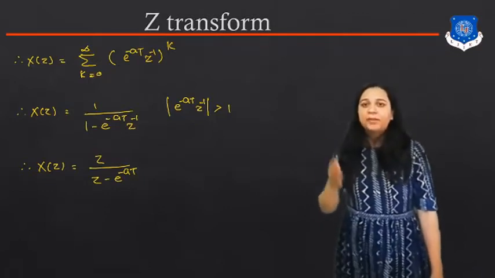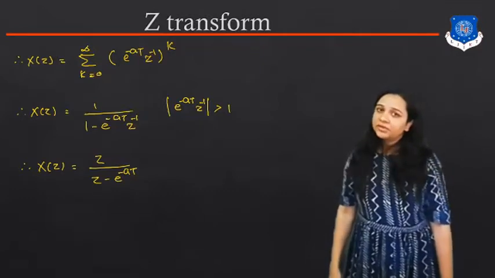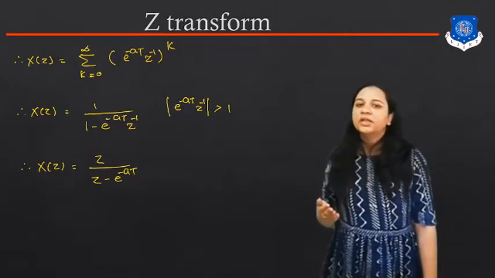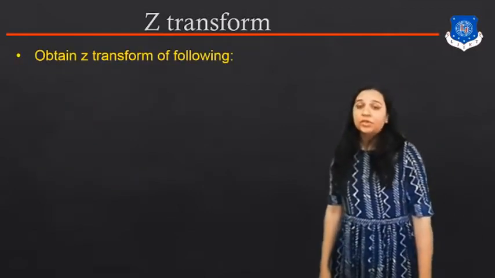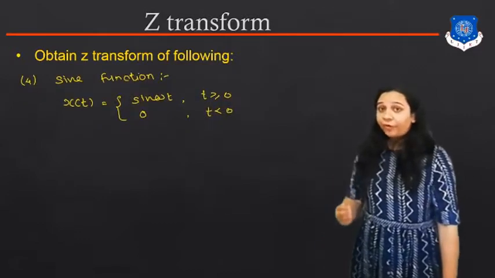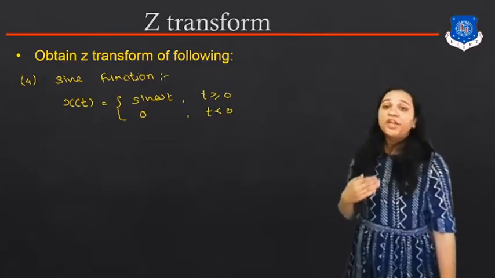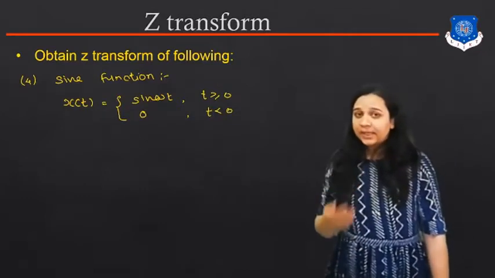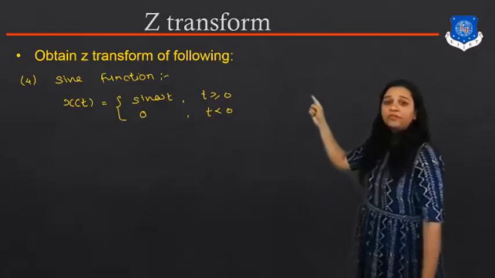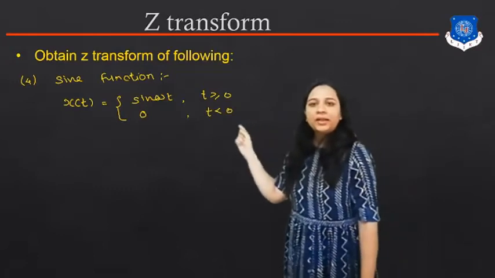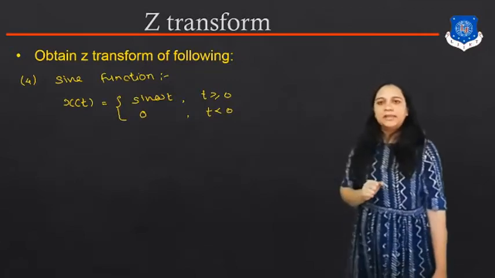So you have to remember this equation for solution of the transfer function whenever we deal with the discrete time signal. Okay. Now, the next one is obtain the z transform of the following sine function. We also have to obtain the z transform of different functions like sine, cosine, tan function. So here the sine function is given x of t, that is equal to sin omega t when t is greater than or equal to 0 and it is 0 when t is less than 0.